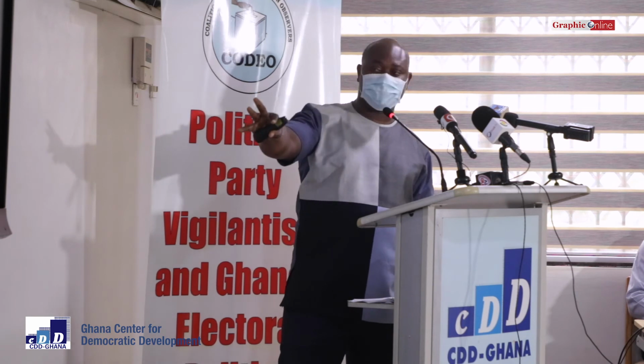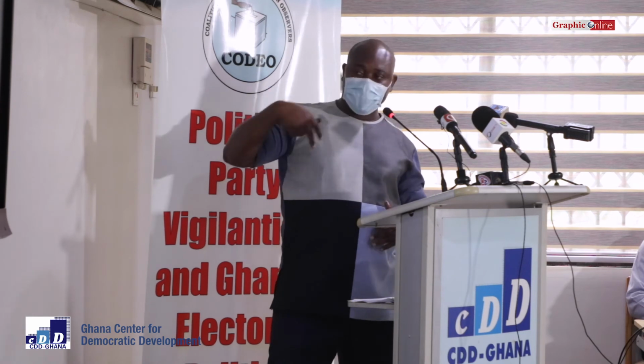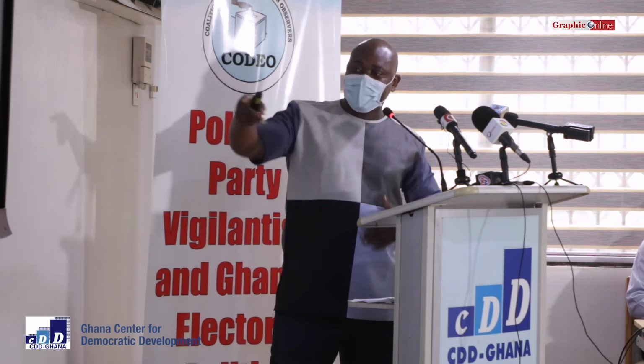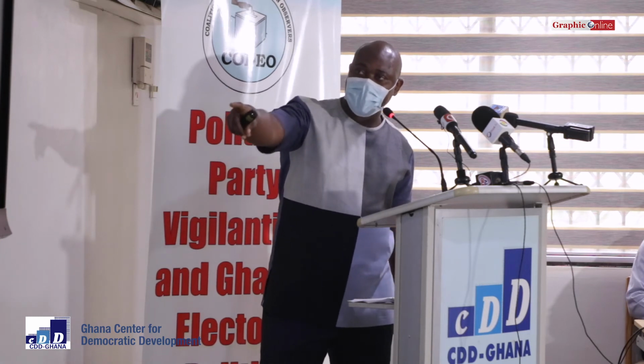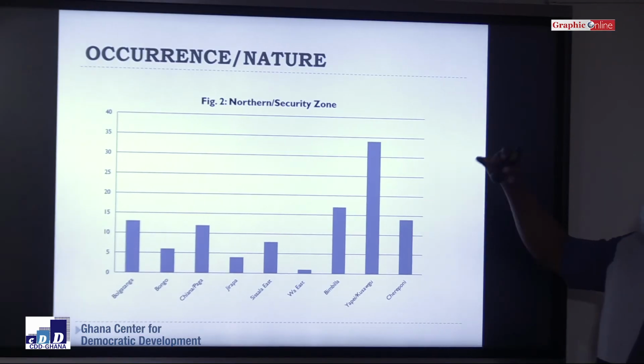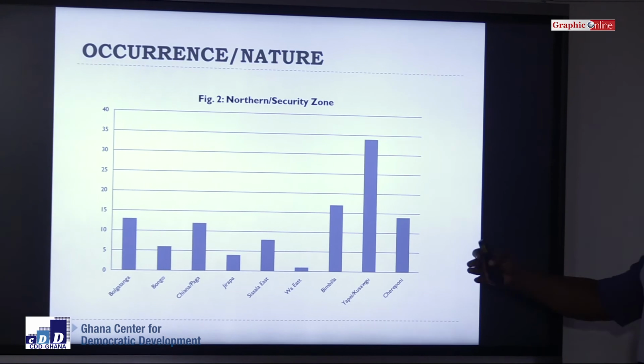Then if you go into the various regions or clusters that we have, in the northern zone, you'll notice that almost all the constituencies recorded incidents. Tripoli, which has been hit by election violence, also saw a lot of incidents, and many others. Let me say that here, the minimum incidents, and these are the number of occurrences we had.